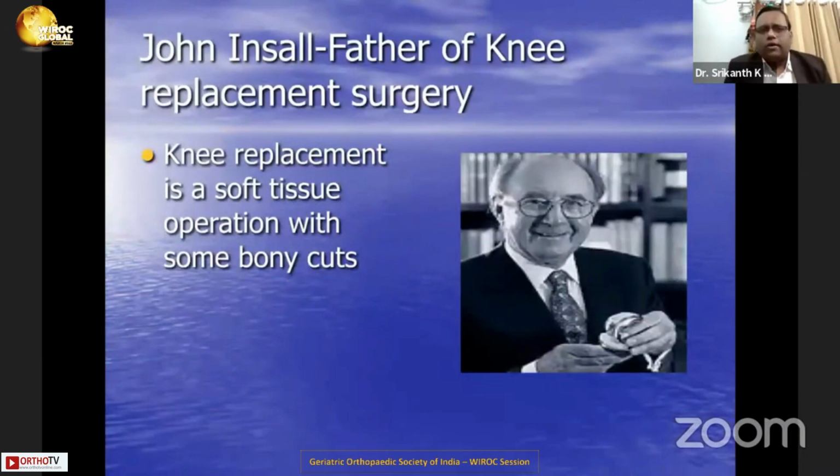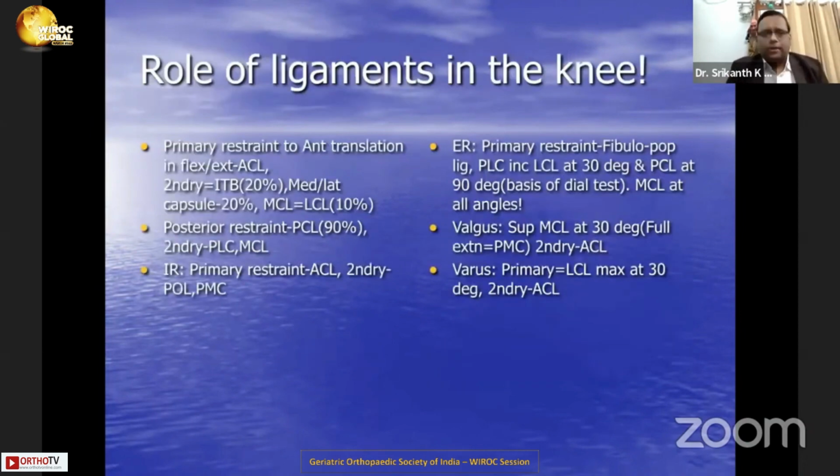We all know this person, Dr. John Insall, father of knee replacement surgery. He had a famous quote: a knee replacement is a soft tissue operation with some bony cuts. Why did he say so? He said this because he understood the role of ligaments in 1973. And even now in 2022, we are debating the role of ligaments.